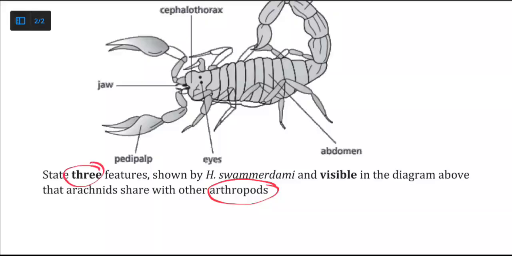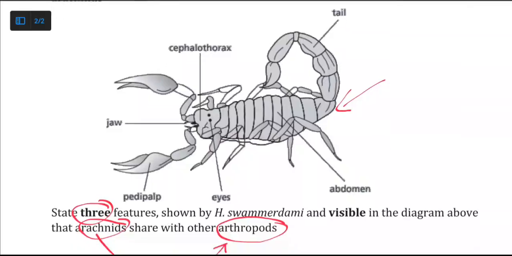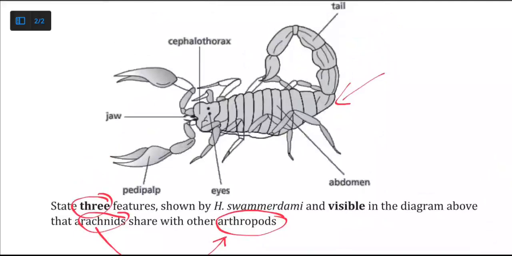So state three features shown by this guy here, and that are visible in the same diagram above, that arachnids share with other arthropods. Remember that arachnids, they are part of what? Arthropods. So which features do these arachnids possess, shown by this one, which is also an arachnid, that are also shared with arthropods, that we are able to see from the diagram here. So in short, what features can we see here that other arthropods have? Arthropods like arachnids and insects. So number one that we can see from here, I can clearly see the exoskeleton. This is an exoskeleton.